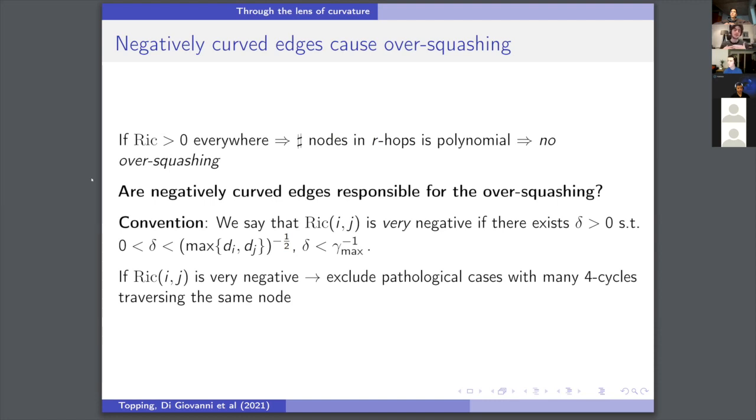So remember that -2 was the ideal lower bound of the curvature because of the normalization. We are asking essentially to be close to this bound by delta. And the condition on delta is just saying we want to avoid pathological cases where the edge is very negatively curved because there exist many four-cycles that are degenerate, in the sense that they pass through the same node.